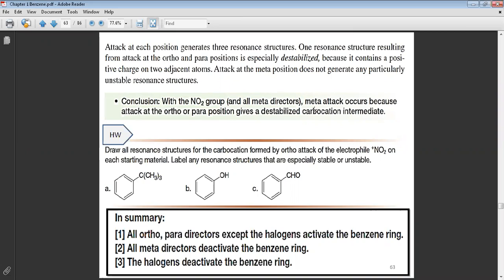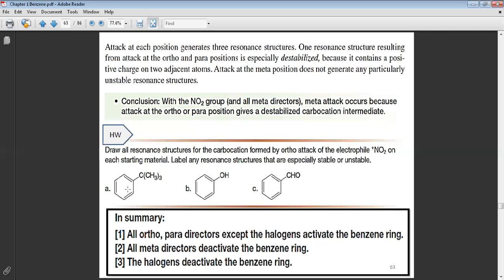Now, this is homework: draw all resonance structures. Students, you have to understand the question and then write a good answer. Draw all resonance structures for the carbocation formed by ortho attack on the electrophile NO2. That means we have ortho attack by our electrophile NO2, meaning the nitration reaction, on the starting material.